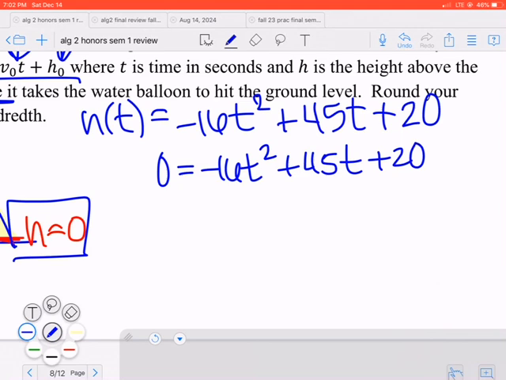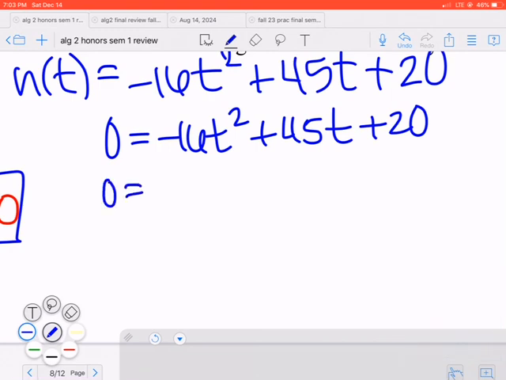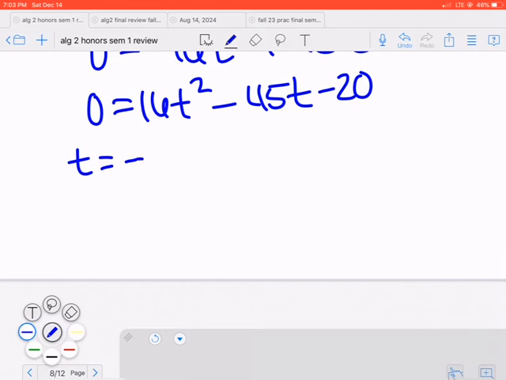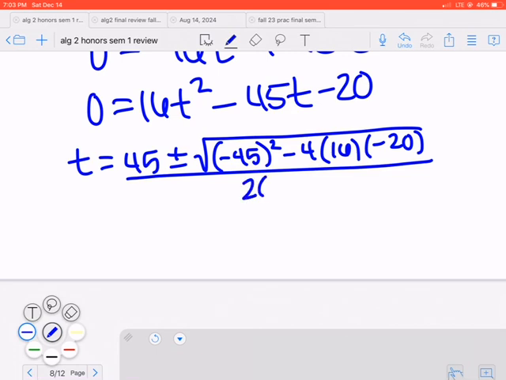Alright, so these never factor, so we want to use the quadratic formula. And I'm going to multiply everything by -1, because I don't like when this front guy is negative. So 16t squared minus 45t minus 20. So t is equal to negative b, so that'd be positive 45, plus or minus the square root of negative 45 squared minus 4 times a times c, all over 2 times a. So we're going to have 45 plus or minus some radical over 32.